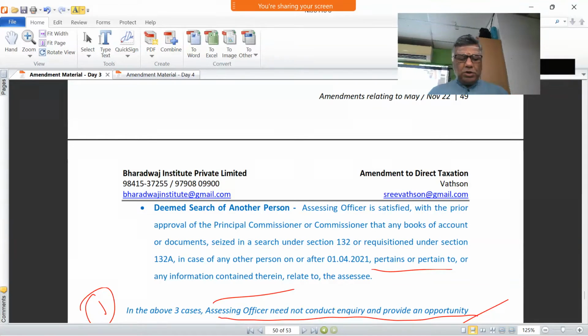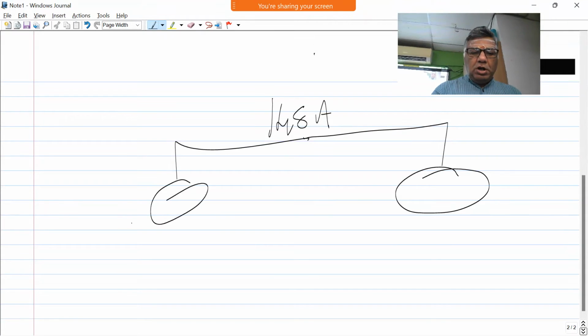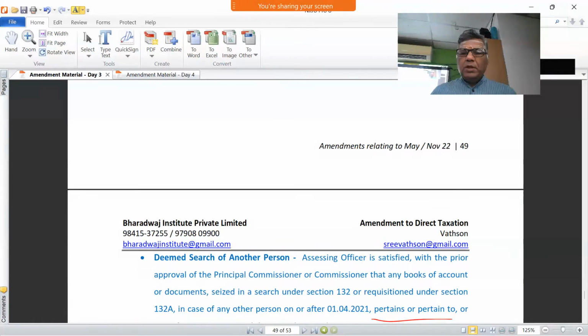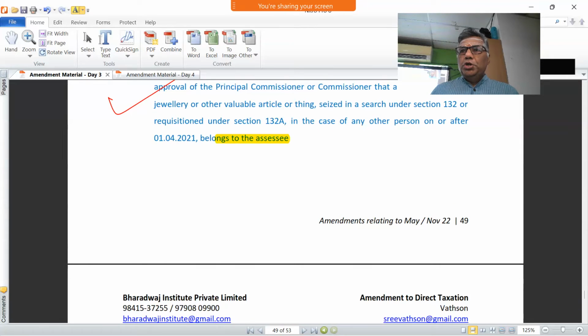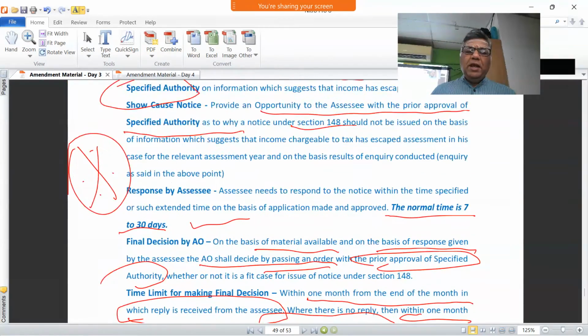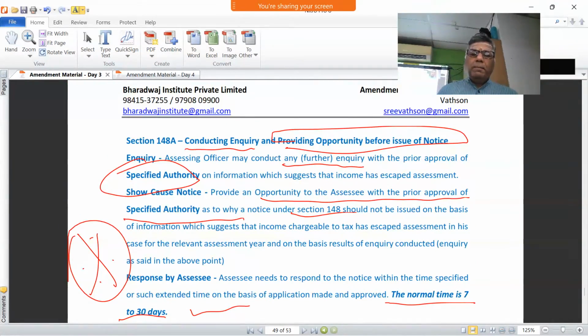Now coming to the other side of the branch. In all cases, show cause notice is mandatory. So on the right hand side, you will have the exception. In all cases, show cause notice is mandatory.